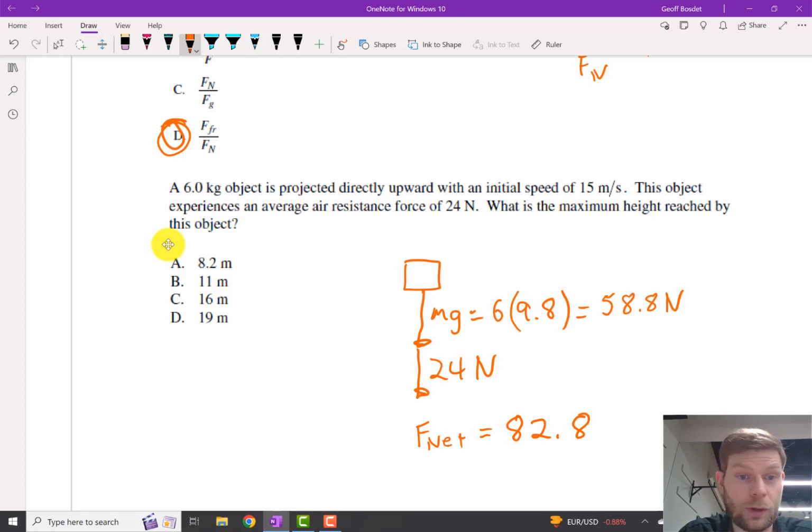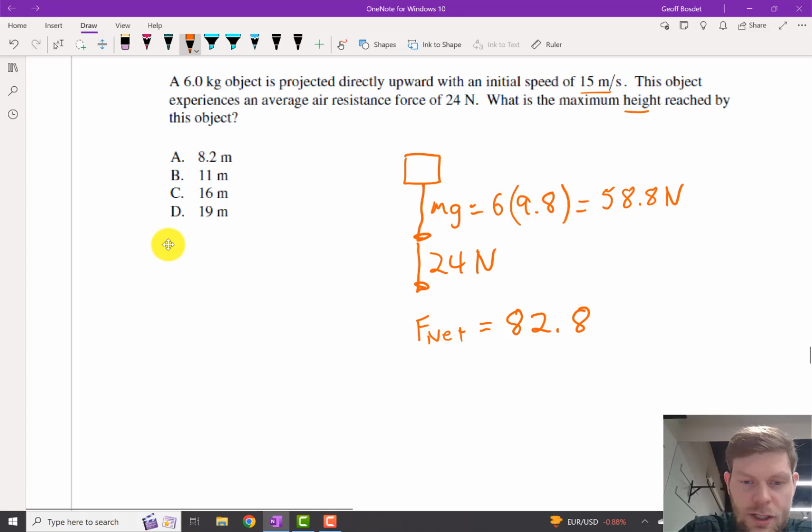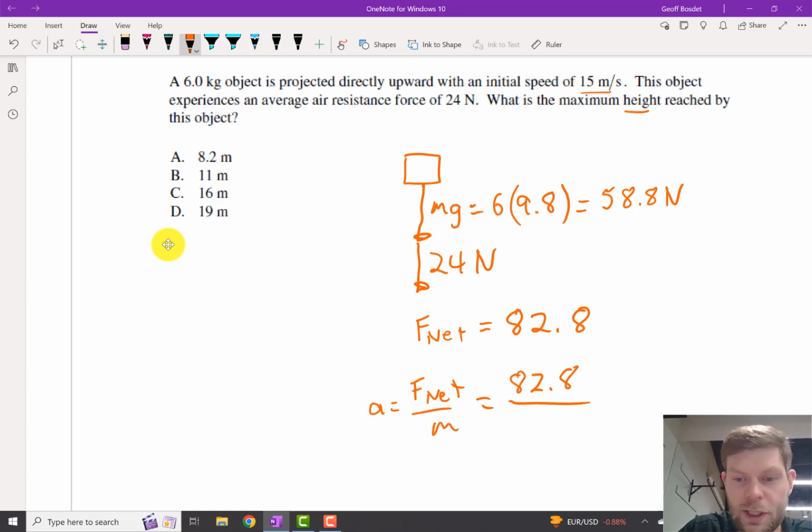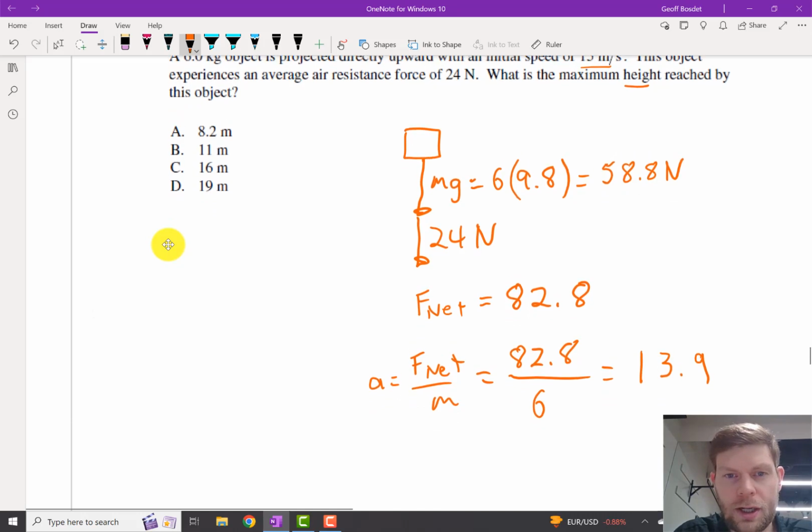And then we'd want to find the acceleration, because we're interested in height and we've got all this other kinematics stuff. So acceleration is the bridge between that. We're going to say acceleration is F net divided by m, which is 82.8 divided by 6, which would equal 13.9, I think, meters per second squared.